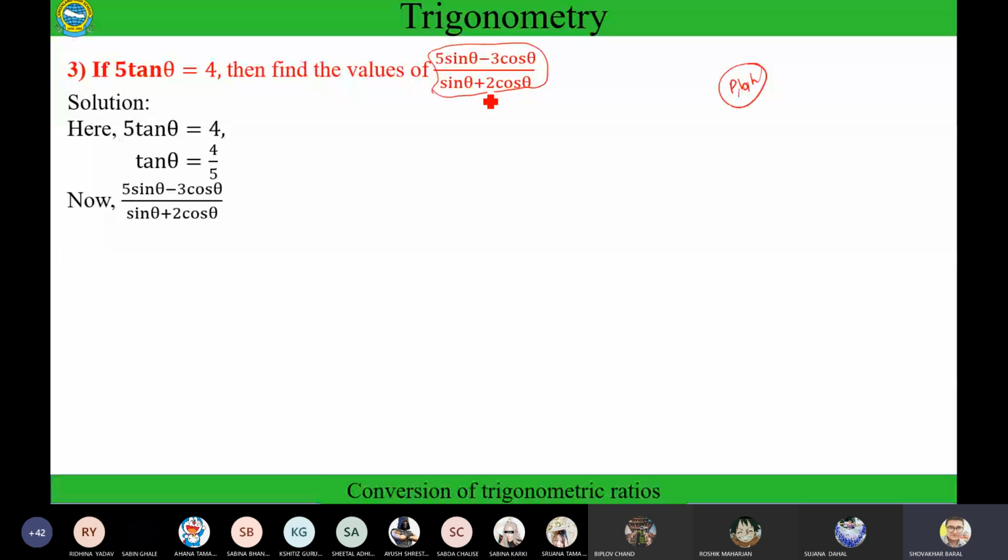Similarly, by putting the value you can simplify it. Now let's learn another method. अर्को मेथड चाहिँ यो क्वेशनमा सिकौं. How to solve it? As we have tan theta is equals to 4 upon 5. Here we have tan theta is equals to 4 upon 5.